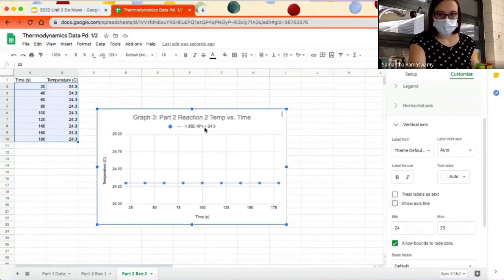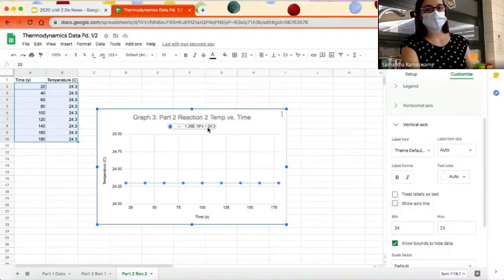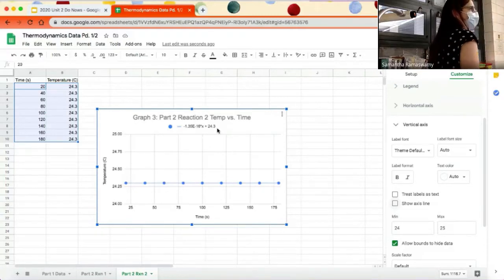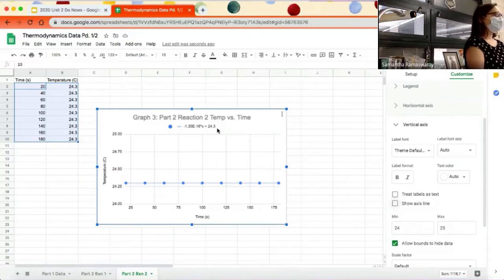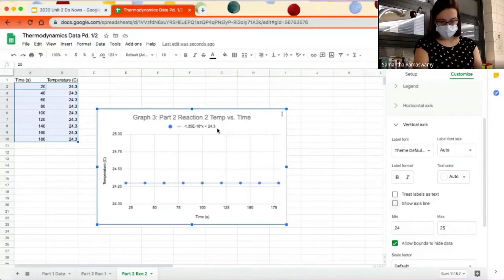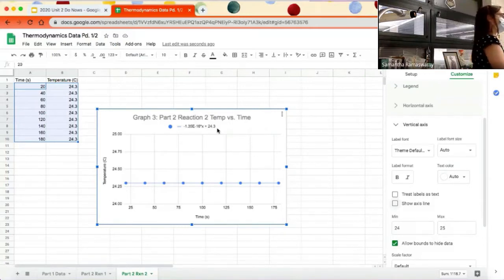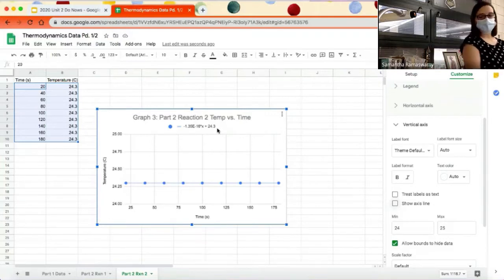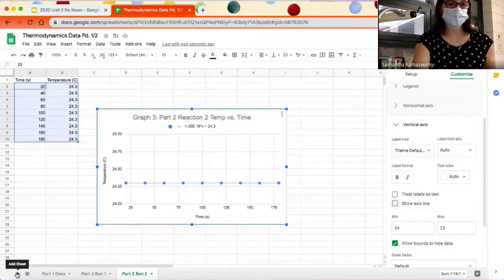So here's our y-intercept. This is T-mix for data table 3. So underneath data table 3, in your data and observations, underneath data table 3, T-mix is 24.3 degrees Celsius. So now we have T-mix for data table 1 from yesterday, data table 2, data table 3, and now we'll create the fourth and final graph.